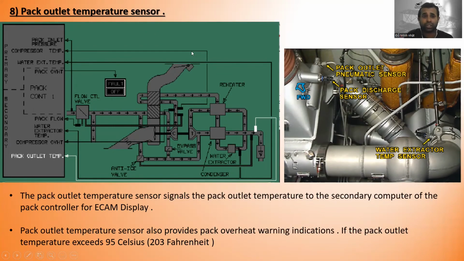Here is the pack outlet temperature sensor. This is the pack outlet pneumatic temperature sensor. This is the pack outlet temperature sensor. The pack outlet temperature sensor signals the pack outlet temperature to the secondary computer of the pack controller for ECAM display. All right. The pack outlet temperature sensor also provides pack overheat warning indications if the pack outlet temperature exceeds 95 Celsius, or 203 Fahrenheit, right? You can see this goes to the secondary computer in the pack controller, right?